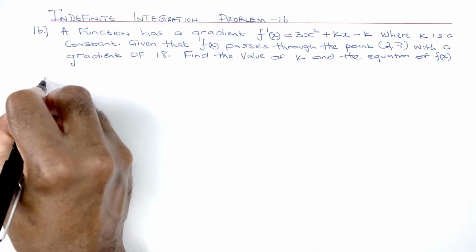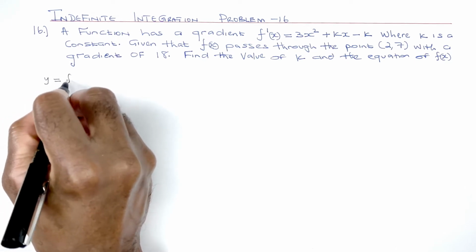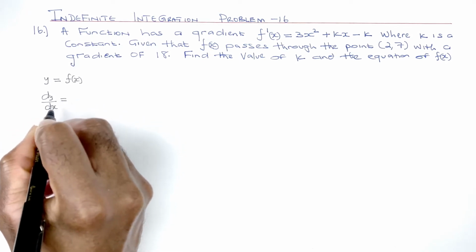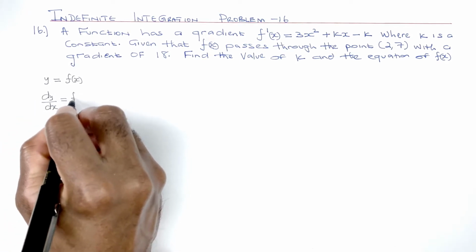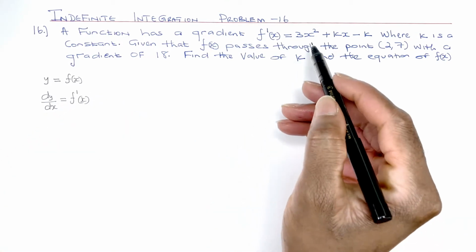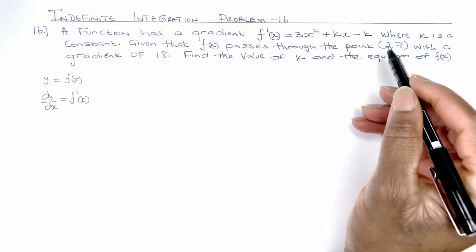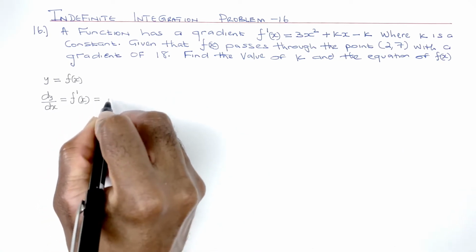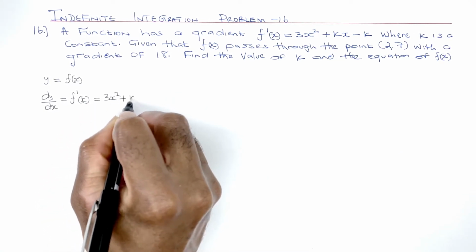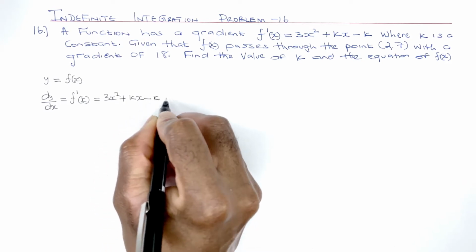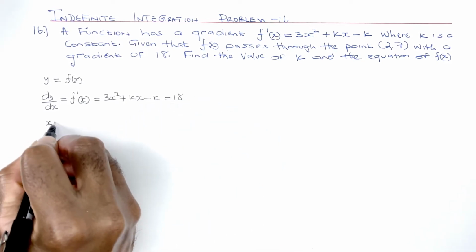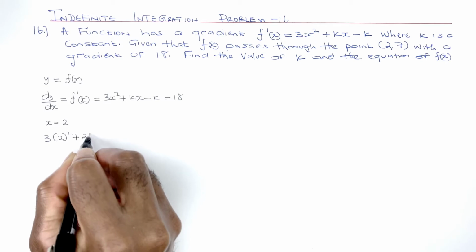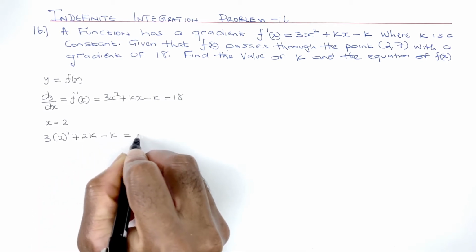So in this question, y is also called f of x, and the gradient dy/dx is also called f dash x. We've been given the gradient, and f of x passes through the point where x equals 2 and has a gradient of 18. That means 3x squared plus kx minus k equals 18. When x equals 2, 3 times 2 squared plus 2k minus k equals 18.